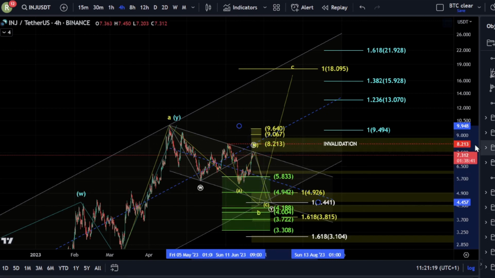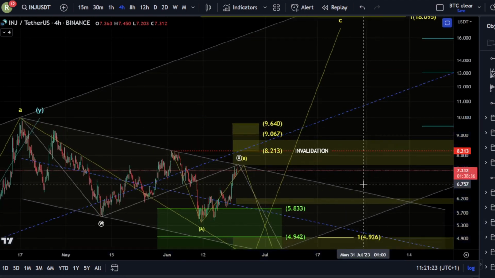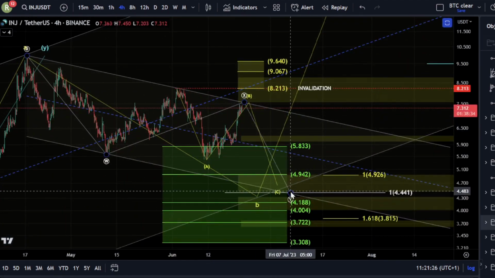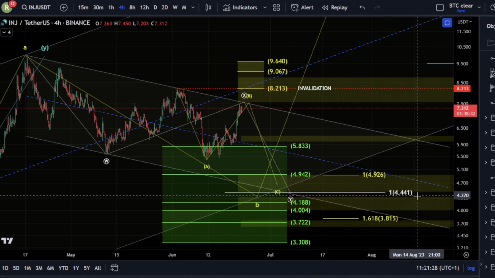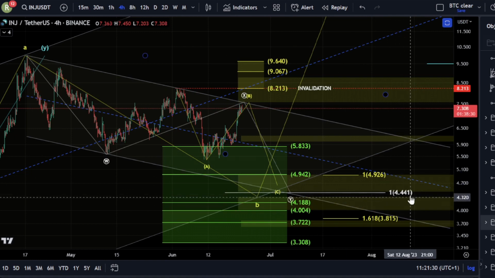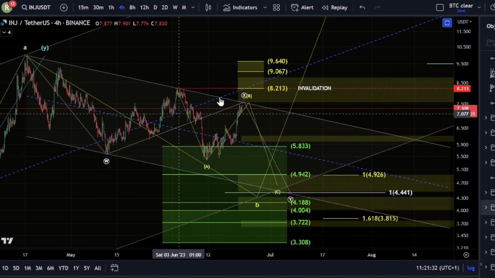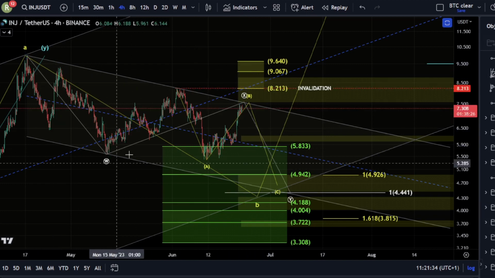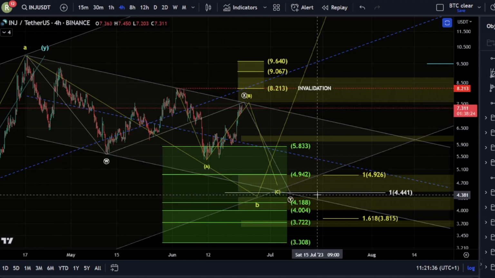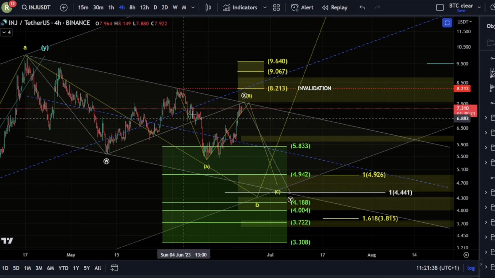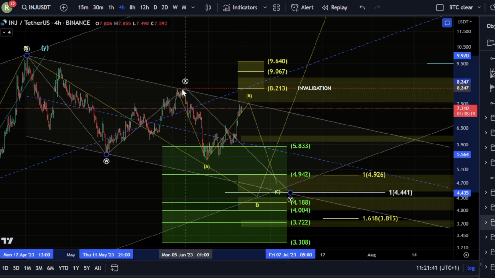If we fail to actually take this 821, I would be looking out for that possibility. We could face rejection and still see this additional push to the downside here, looking for this $4.44 at a 1-to-1. So that would be of this as a W and X, and then looking for this as a Y wave into this level. So we need to just be cautious here, we could actually still see continuation to the downside.